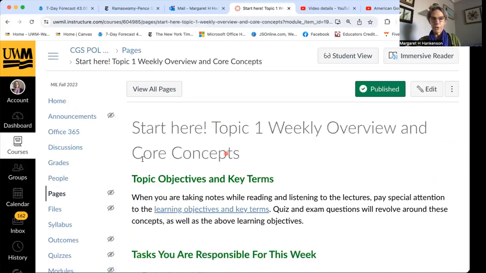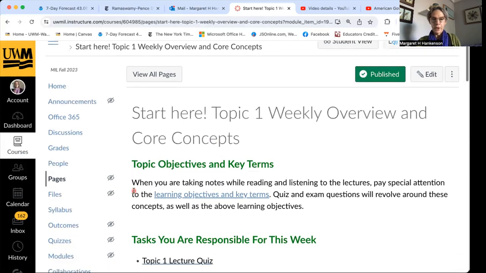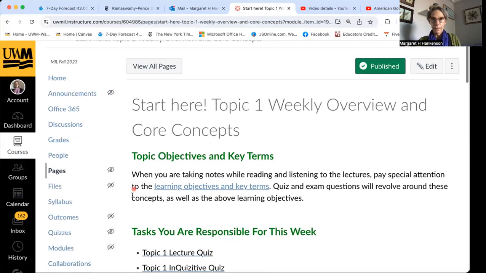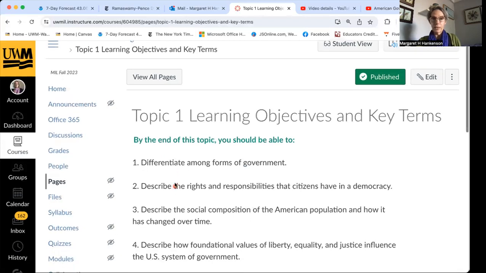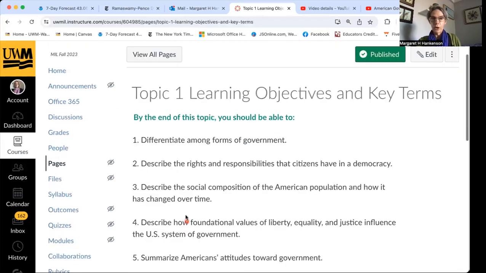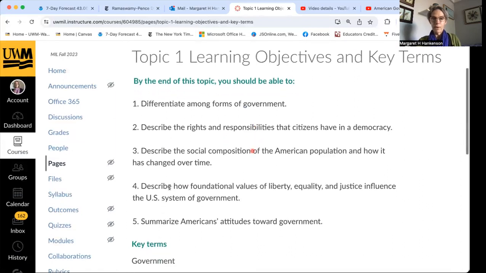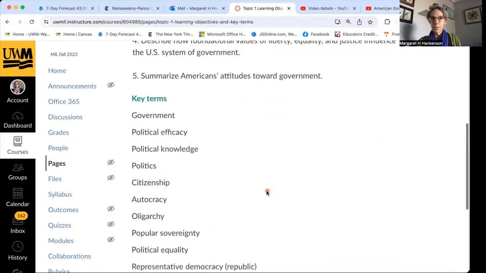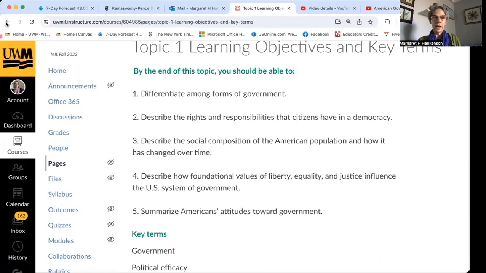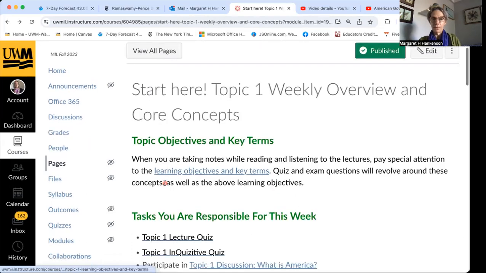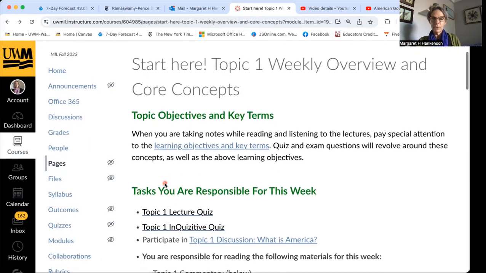Every week it basically says, here are your topic objectives and key terms for the week. You can click on this and refer to it, basically saying, when you're reading the textbook, this is what you should be paying attention to: that you should be able to differentiate between the different forms of government, describe the foundational values, and so on. And then it lists some key terms as well. So before you start doing the reading, you're going to want to familiarize yourself with those topic objectives and key terms.